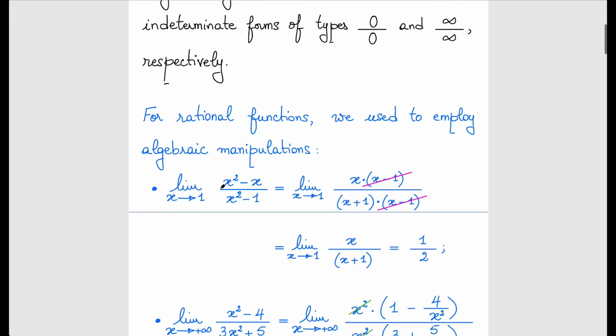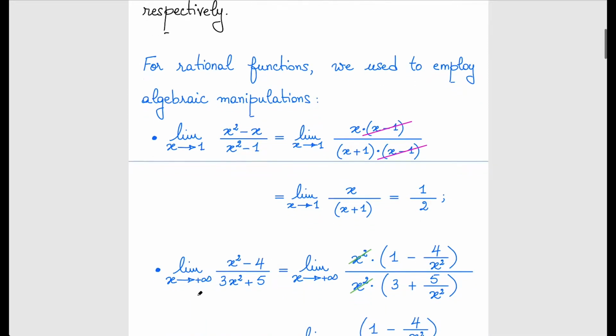For example, in the first bullet, I'm taking little a to be 1 here, right? And f of x to be x squared minus x and g of x to be x squared minus 1. Each one of them goes to 0 as x goes to 1, and this is of type 0 over 0 then. And what we did, we factored x minus 1 upstairs and downstairs, and we simplified by this common factor. And then we let x go to 1, and we found the value of the limit.